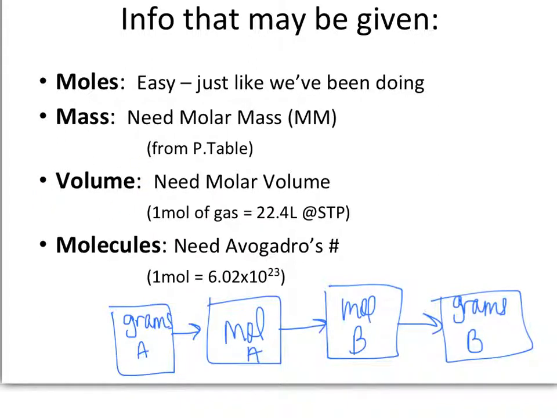So instead of using grams here, we'll have volume, and at the end we might have volume as well. A possibility also is to use molecules. In molecules, you would need Avogadro's number, which is 6.02 times 10 to the 23rd. So moles is easy. Mass, you'll use molar mass from the periodic table.